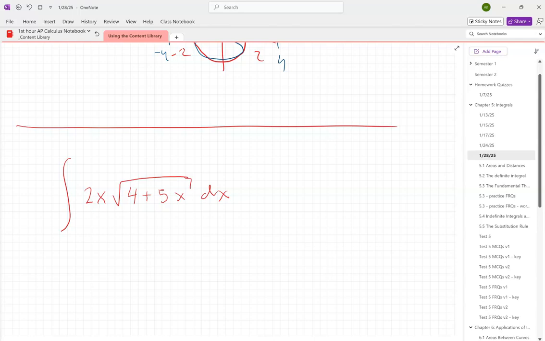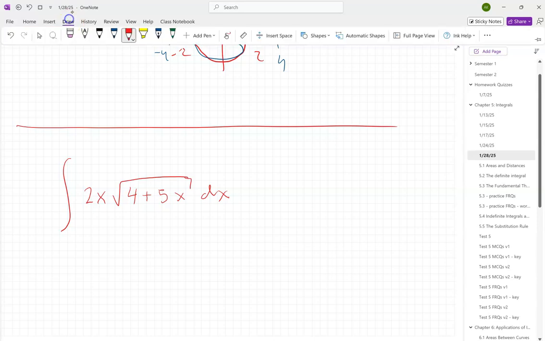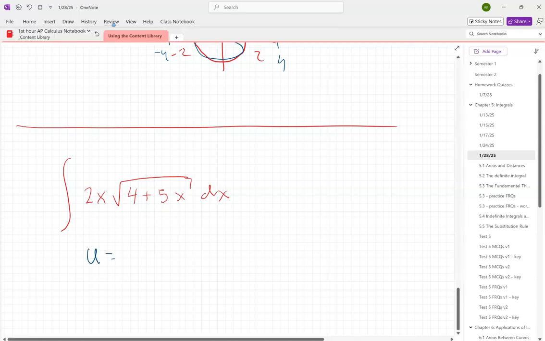Let's do this. So it's indefinite because there's no bounds. When you look at this, what should you think? You should think u-substitution. What did you see that indicated to you that it should be a u-sub? Yeah, it looks like a composition. There's an x, there's a function inside of the square root, right? So the natural choice here for our u would be the stuff inside the square root.